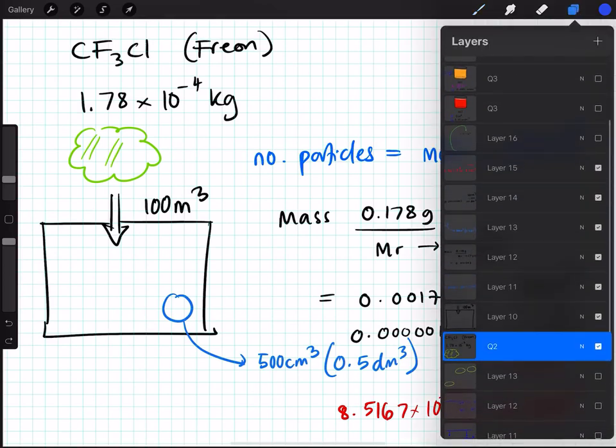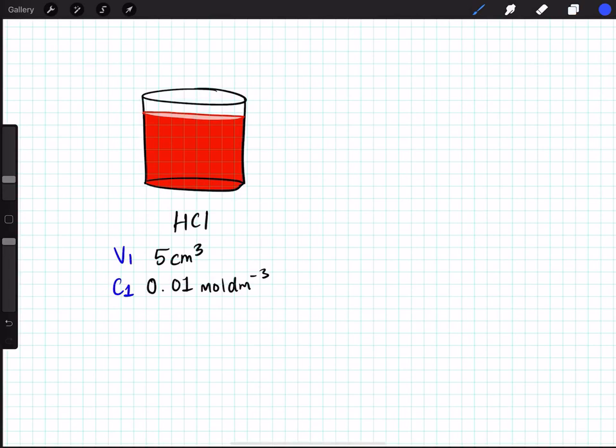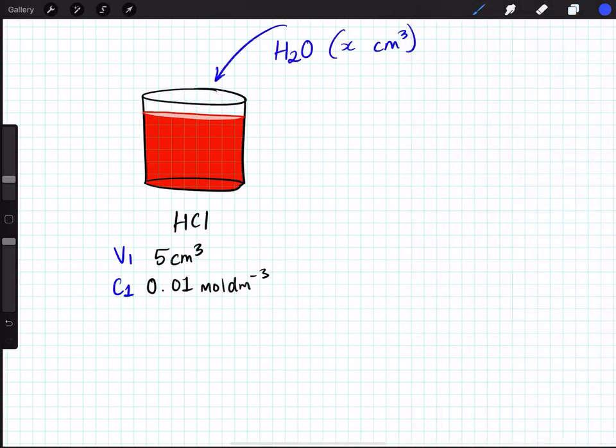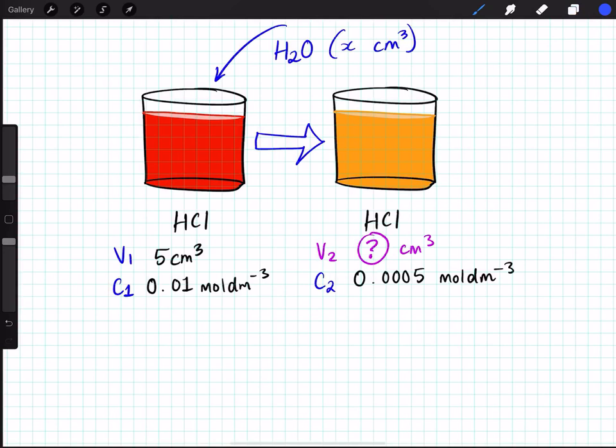Okay, and then the final question. We have hydrochloric acid, 5 centimeters cubed, with a concentration of 0.01 mole per dm cubed. The student adds water to it, so an X amount of water is added, and the final concentration after adding water, after diluting it, should be 0.0005. But the question is, how much water do we have to add? Now this obviously is a dilution question. With dilutions, because we're adding water, the number of moles is not changing. So the number of moles before and the number of moles after are the same.